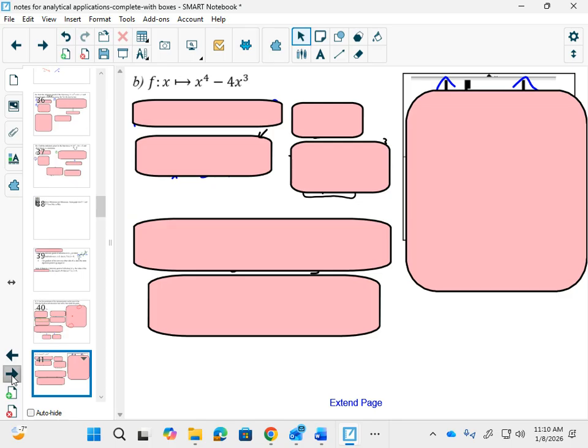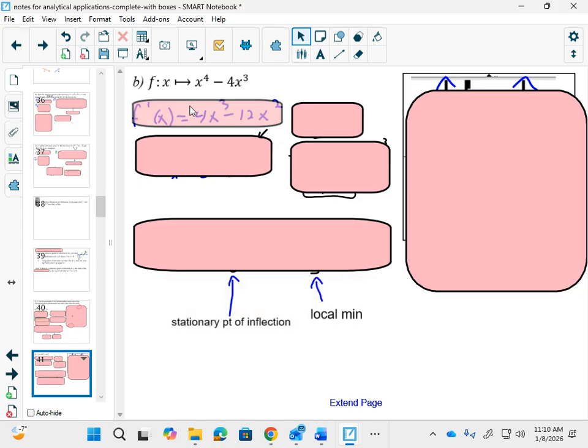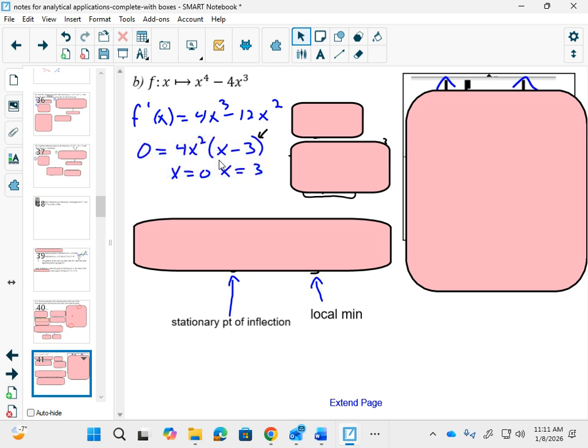Second one. It's an x to the 4 graph. This one we could actually do quite a bit with in grade 12, but we'll go over that in the end. So we need to find our stationary points. So we make the derivative equal to 0. Notice you can factor out a 4x squared. So we get x equals 0 and x equals 3.